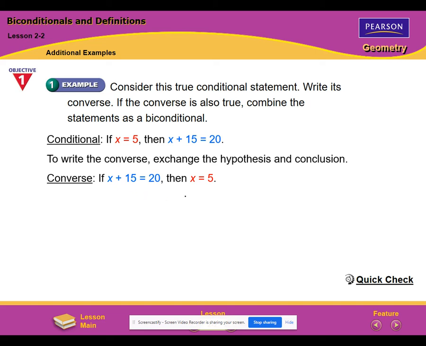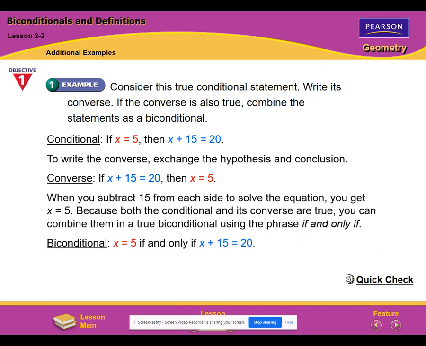They can then be combined into a biconditional. Let me give you a head start and see if you can do that. Use if and only if. You could write a biconditional, and it would be one of these two things. It would either be x equals 5 if and only if x plus 15 equals 20, or equivalently, you could say x plus 15 equals 20 if and only if x equals 5. They're both true. And there you have it. There's one of them. Again, if you flipped blue and red because they kind of imply each other, that would have been fine.